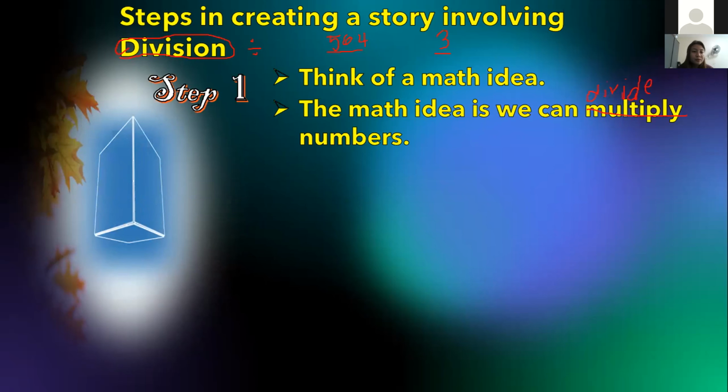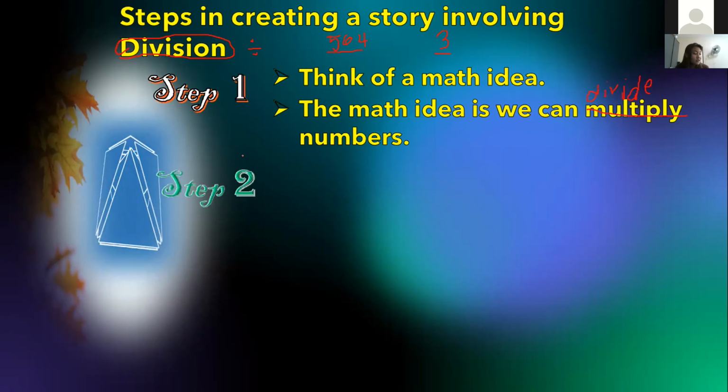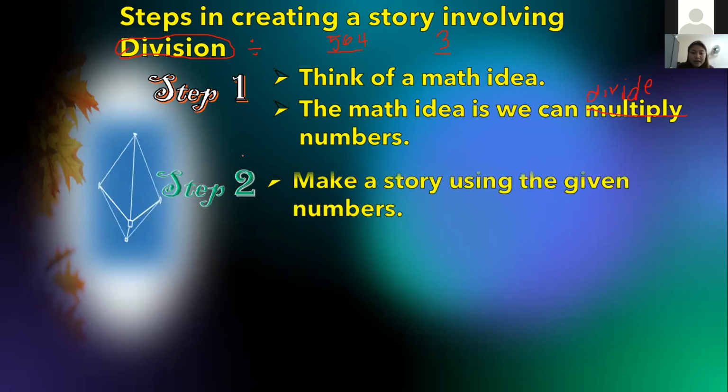And step two in your book, if you can follow: what is in step two? Who can read step two? What is there in your book? Step two is to make a story using the given number. So we will make a story from the given numbers, 564 and 3.